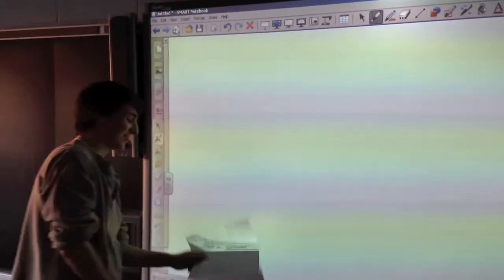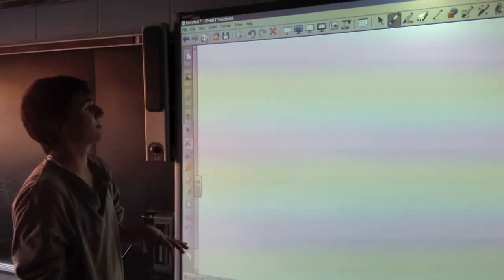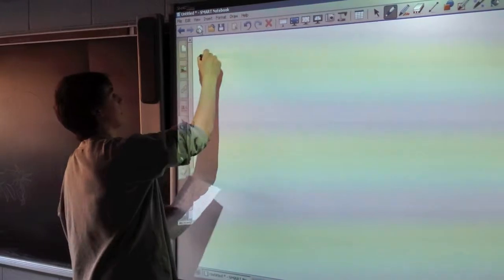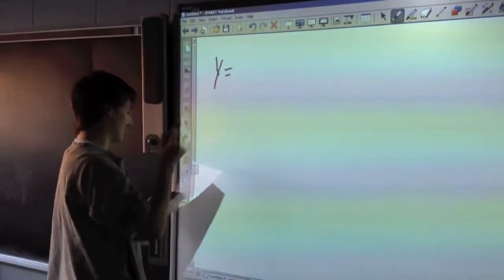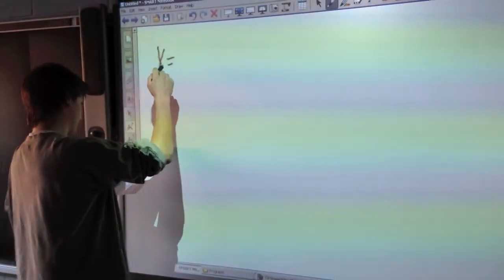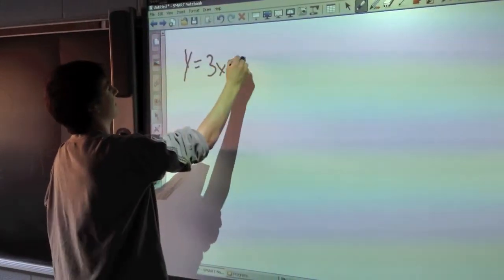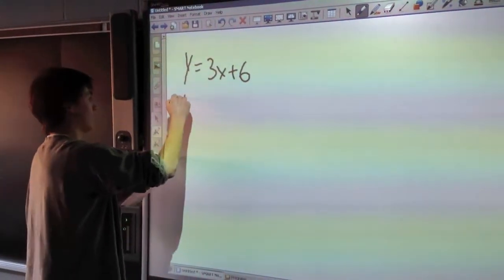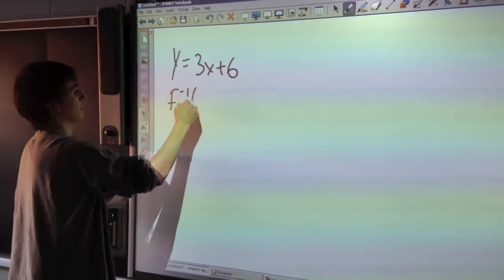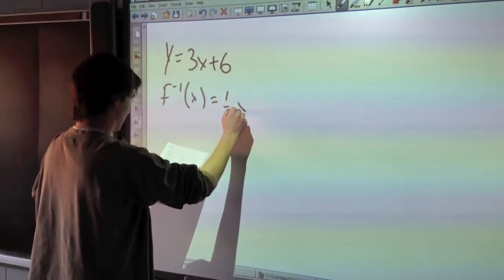Alright, now we're going to confirm the part that we said we knew was a line, because it did pass the horizontal line test, just want to make sure we confirm it. So your original one was y equals 3x plus 6, and your inverse function, which is what comes out of that, was 1/3 x minus 2.